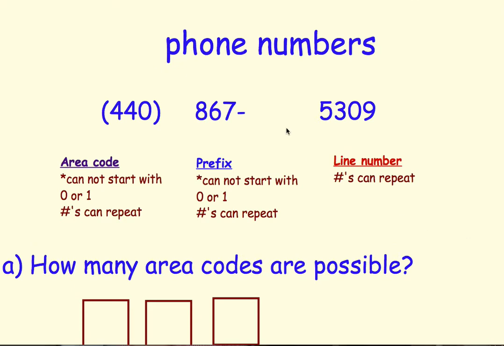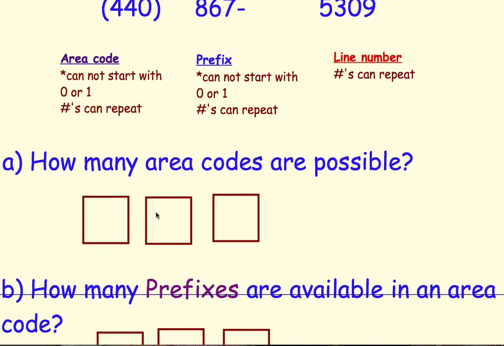Phone numbers. Old TV show, or I should say an old movie, which was War Games, where a computer actually dialed all these numbers and you can figure out how many there are. Let's talk about an area code. Area code is something like 440, 330, 614, 740. They cannot start with 0 or 1, and numbers can repeat. So on your first option, there should be 10, but I can't start with the 0 or 1, so there's 8 options.